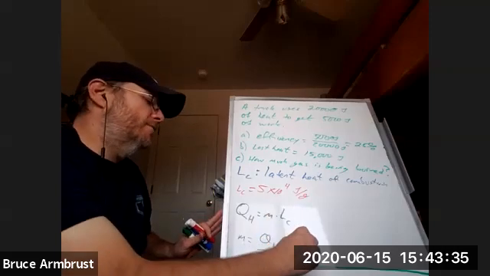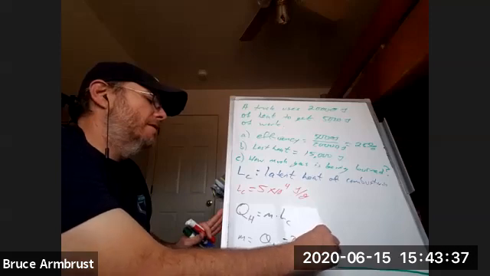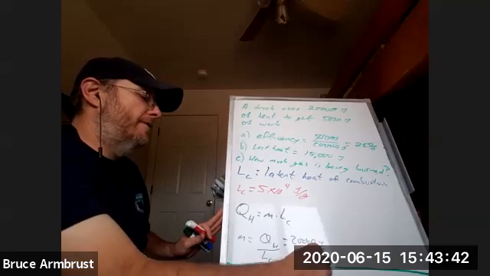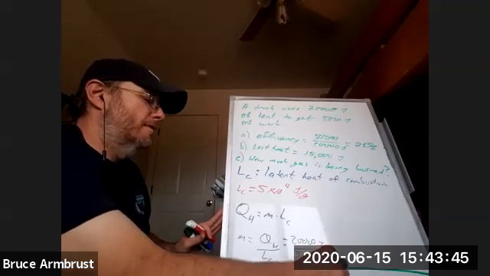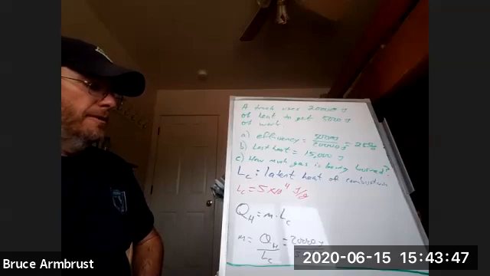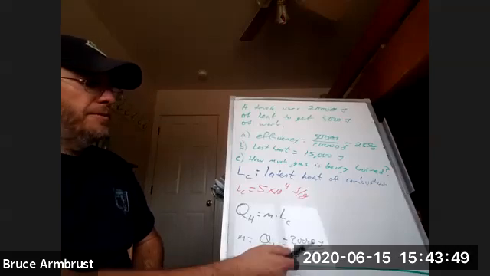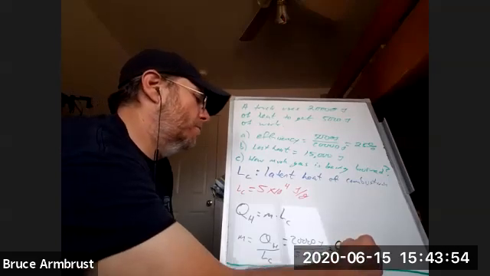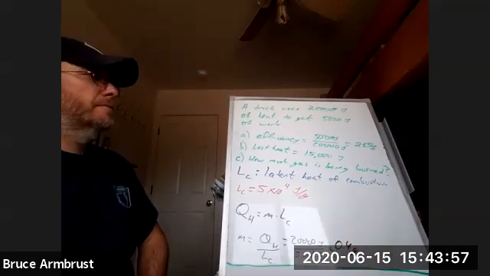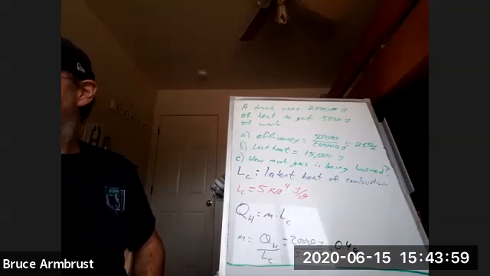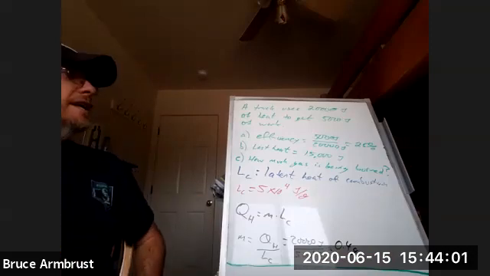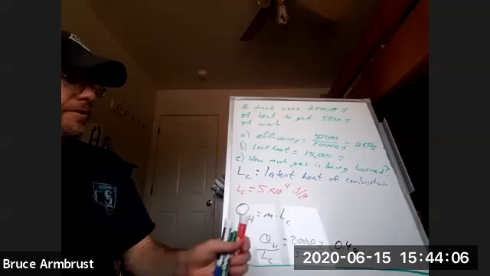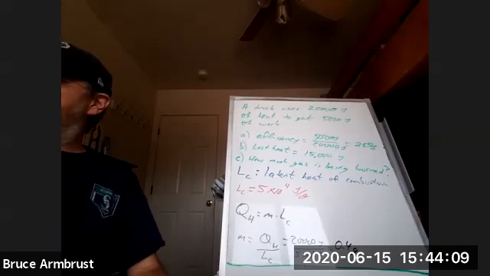So we're going to take 20,000 joules, that's what we're shooting for, and we're going to divide by that 5 times 10 to the 4th joules per gram. Well, 2 times 10 to the 4th divided by 5 times 10 to the 4th is 0.4 grams. So in order to get 5,000 joules of work, we're having to burn 0.4 grams of gasoline.